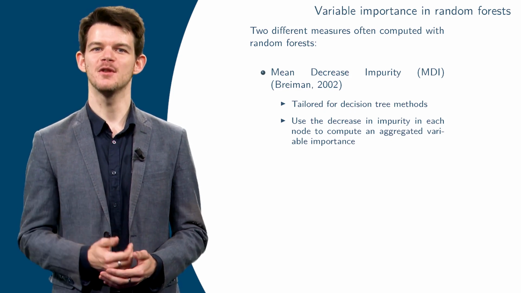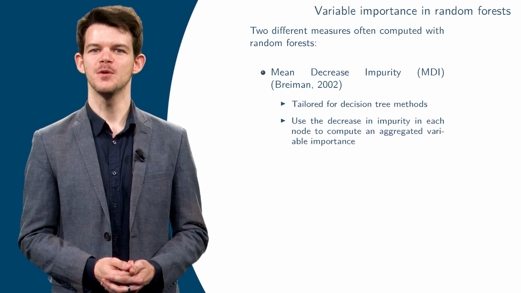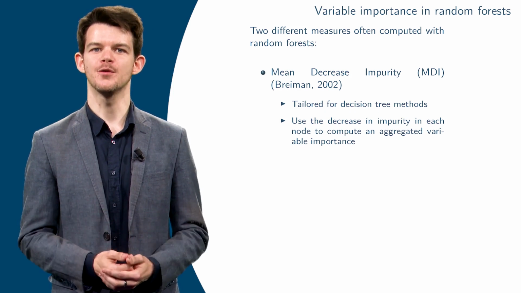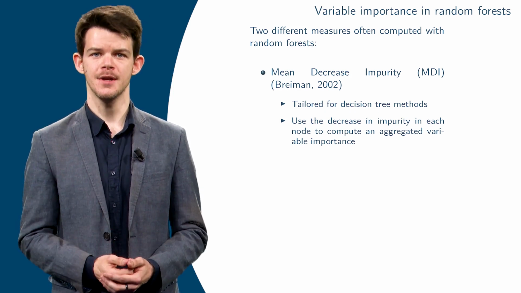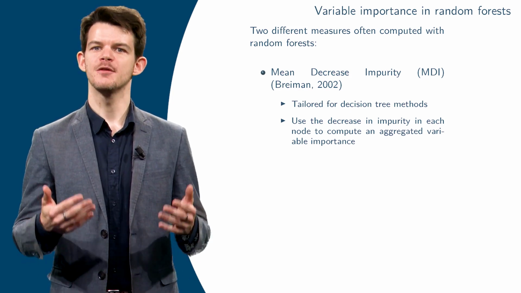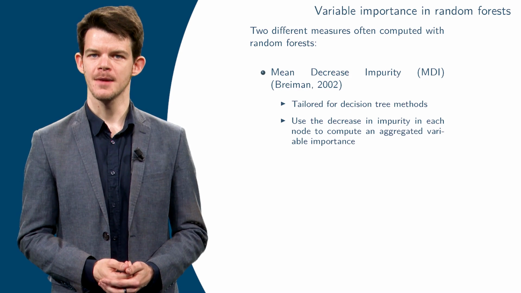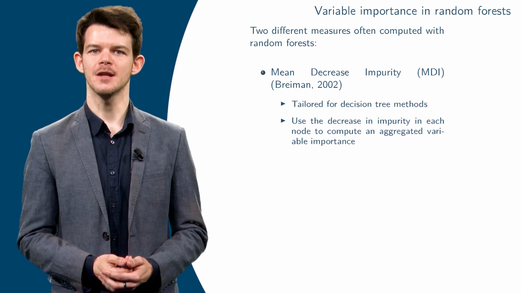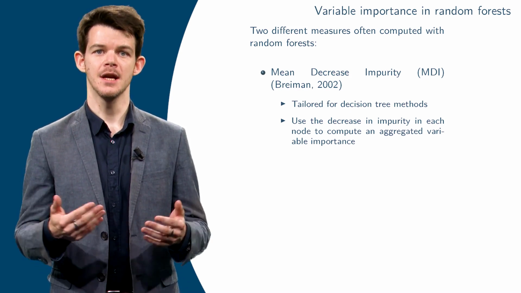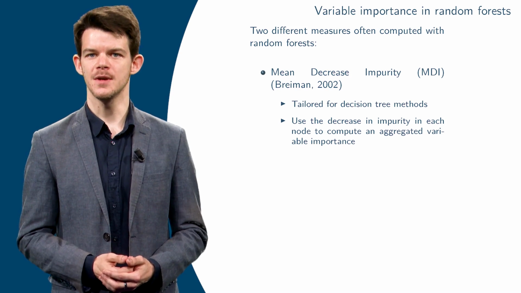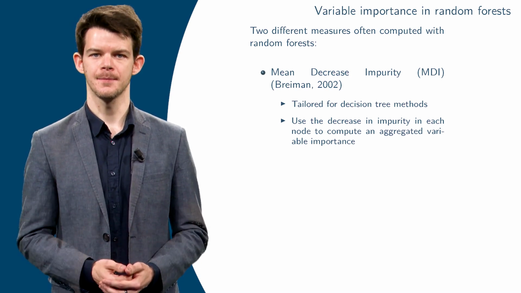The MDI of a given variable is the average of the impurity decreases for all cuts in the forest, each cut of each tree, made according to the variable in question. Intuitively, if the variable has an impact on prediction, then cuts made according to that variable should be predictive, i.e. associated with a high impurity decrease and thus a high MDI.